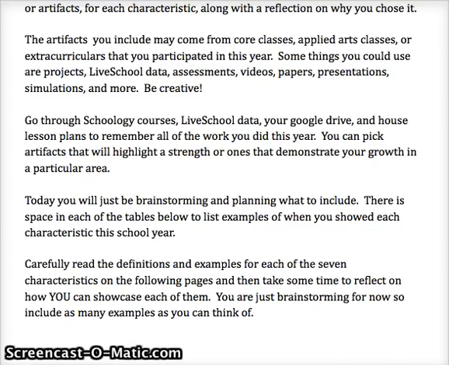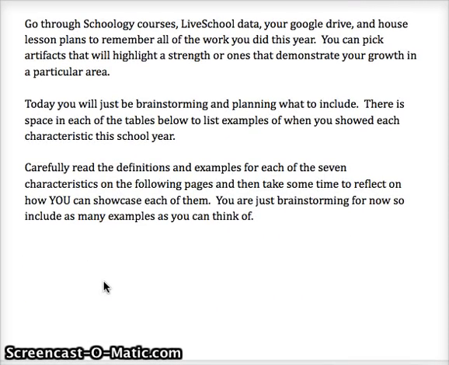Be creative. Go through Schoology courses, live school data, your Google Drive, and house lesson plans to remember all of the work that you did this year. You can pick artifacts that will highlight a strength or ones that demonstrate your growth in a particular area. Today, you will just be brainstorming and planning what to include.